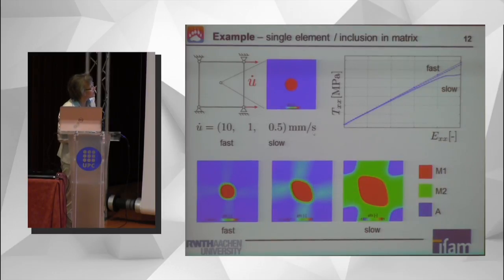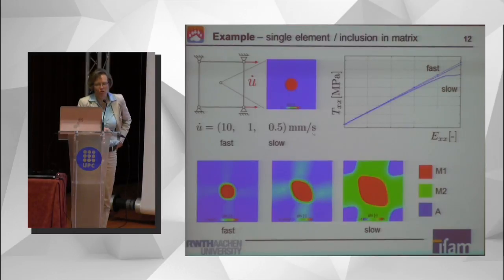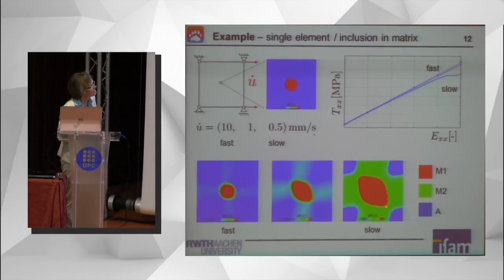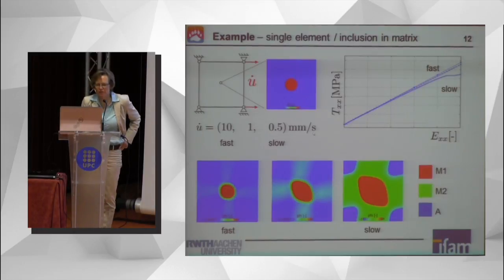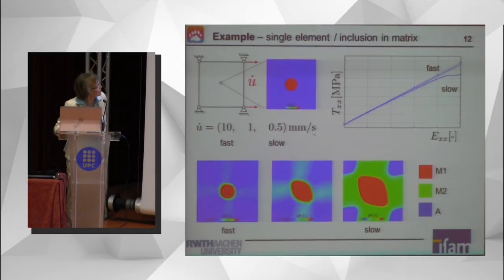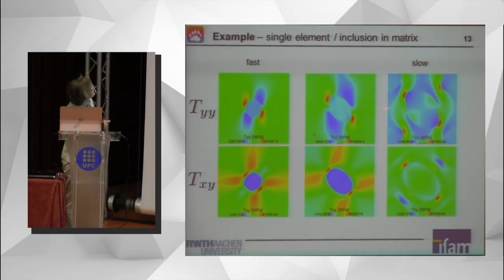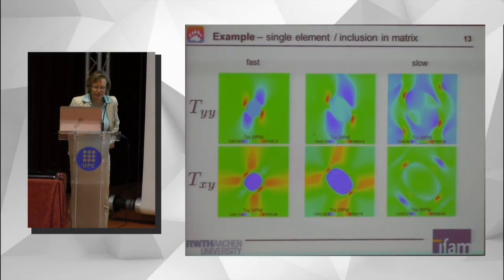For the slow loading, you see clearly the elliptic shape of this inclusion. Also the austenite matrix has almost vanished, and the second martensite variant has come into play. You see in the stress-strain diagram that for the two upper numbers, hardly any change is visible, but for the slow loading, you see clear nonlinearity in the stress-strain path. This is also seen in the stress patterns, here the y-y direction, and here the shear stress. Also there, a lot happens for the slow loading. So this was only a single element case.